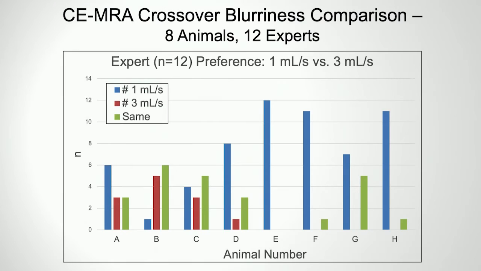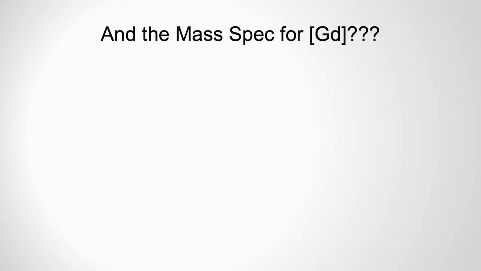And these are the crossover results. So the blue lines are the number of times that the readers said that the 1 ml per second was better. The red is the time the 3 ml per second, and green were where people really couldn't make up their mind. And particularly for the last 5 animals, you can see there's a pretty overwhelming preference for the 1 ml per second. This is based on blurriness. Now, as I said, this is kind of an informal study, we'll get to further analysis later on, but this is pretty statistically significant here. And of course, the biggest part of this is the mass spectroscopy.